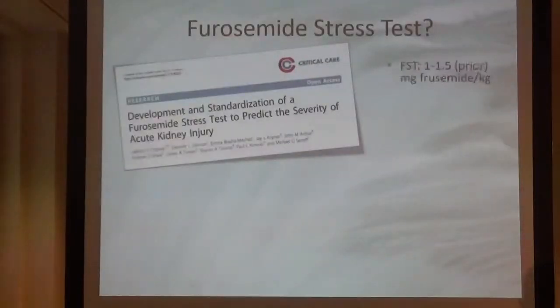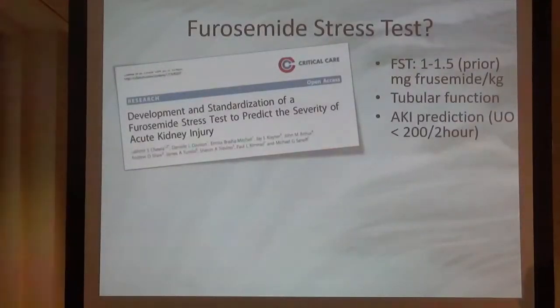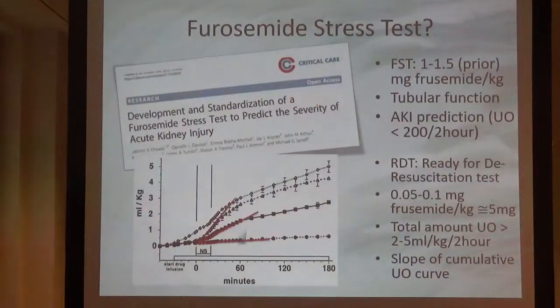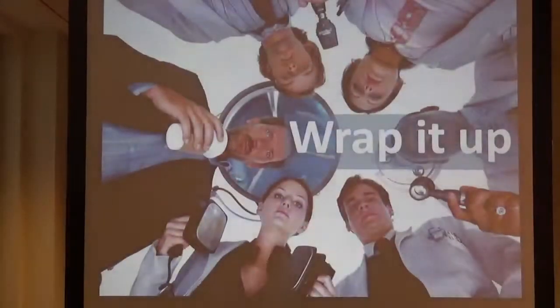So just one more thing, which could be interesting, is the frusemide stress test to identify patients with fluid overload. It has been used by nephrologists to assess tubular function. So you give a slight dose of frusemide and you check the urine output, and why not invent a ready-for-de-resuscitation test by just giving a little bit of frusemide and then looking at the slope of the urine output. If you would reach 200 mL within the first 2 hours, this would identify a patient ready for de-resuscitation.